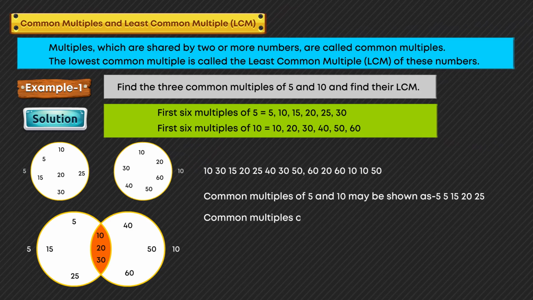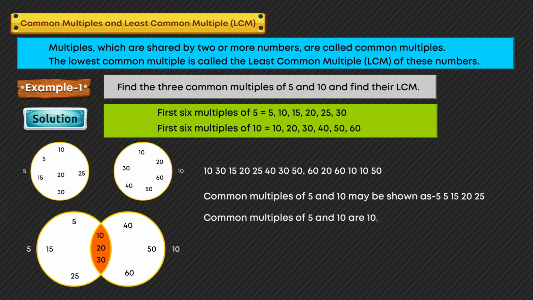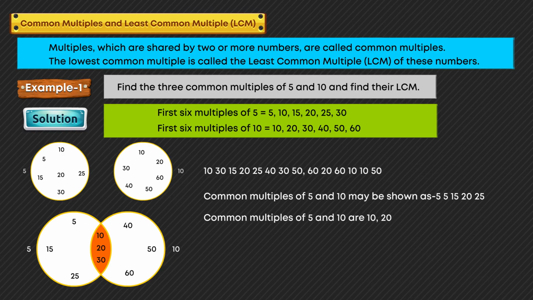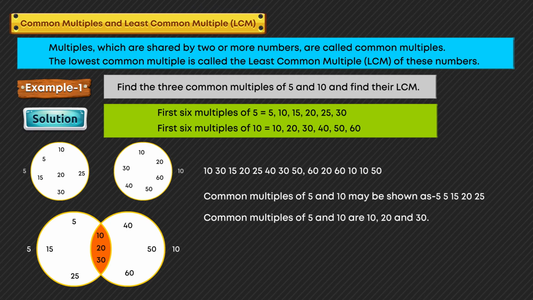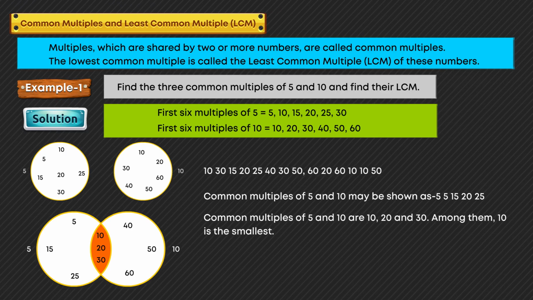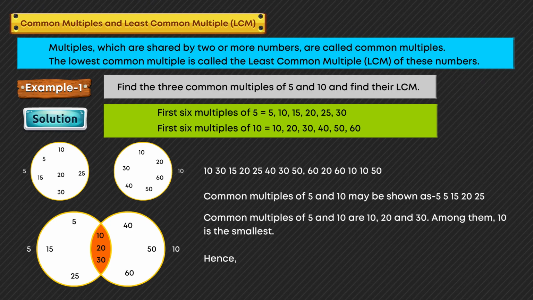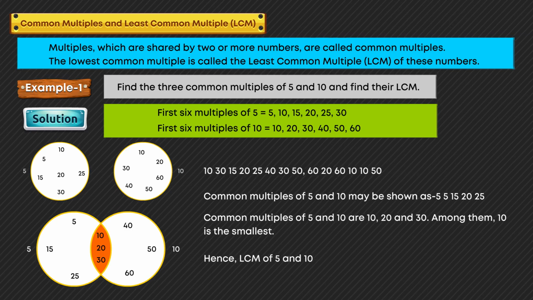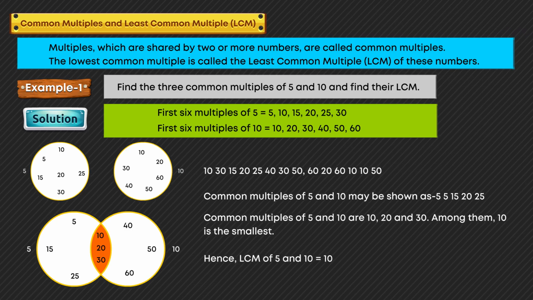Common multiples of 5 and 10 are 10, 20, and 30. Among them, 10 is the smallest. Hence, LCM of 5 and 10 is equal to 10.